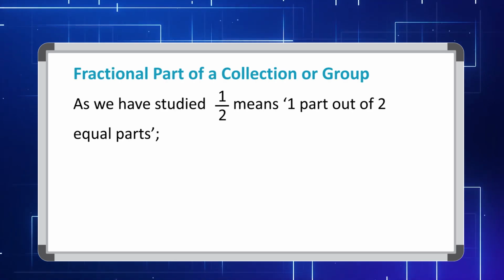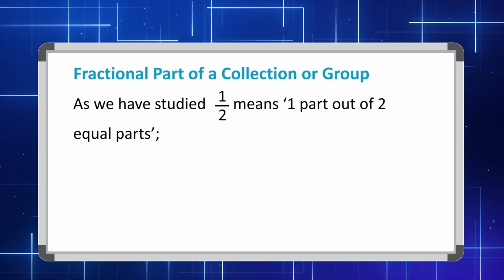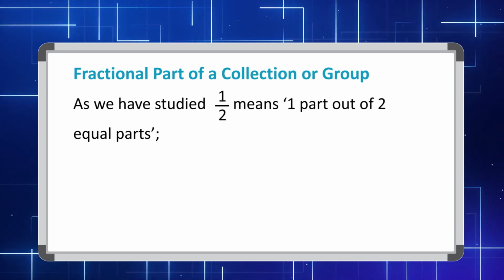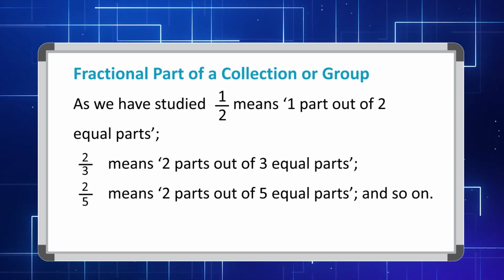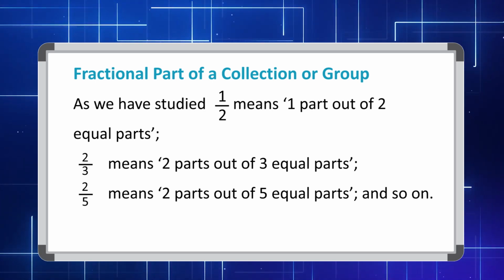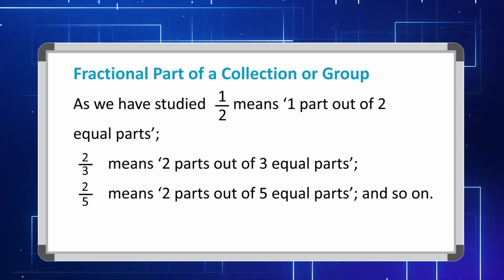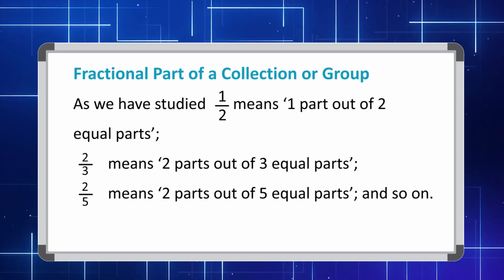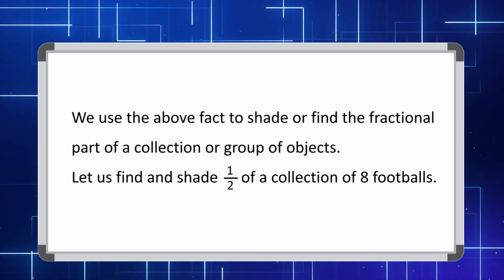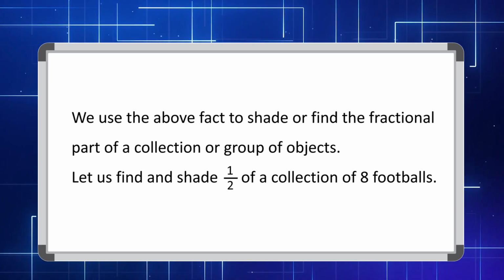Fractional part of a collection or group. As we have studied, 1/2 means 1 part out of 2 equal parts. 2/3 means 2 parts out of 3 equal parts. 2/5 means 2 parts out of 5 equal parts, and so on. We use the above fact to shade or find the fractional part of a collection or group of objects.